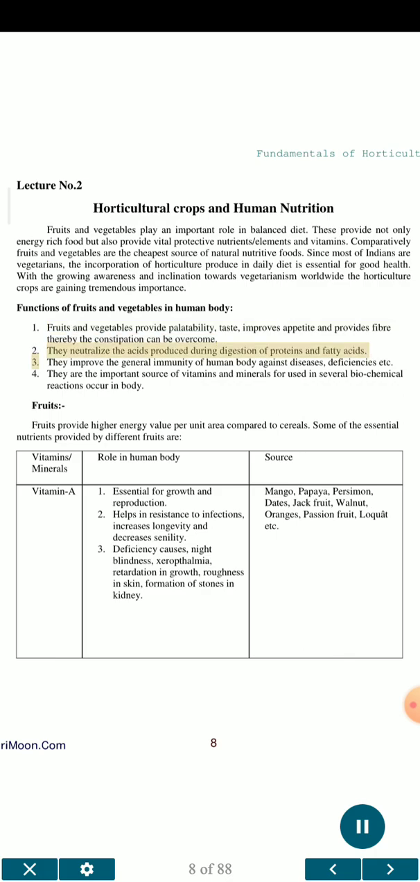2. They neutralize the acids produced during digestion of proteins and fatty acids. 3. They improve the general immunity of the human body against diseases, deficiencies, etc. 4. They are an important source of vitamins and minerals used in several biochemical reactions that occur in the body.